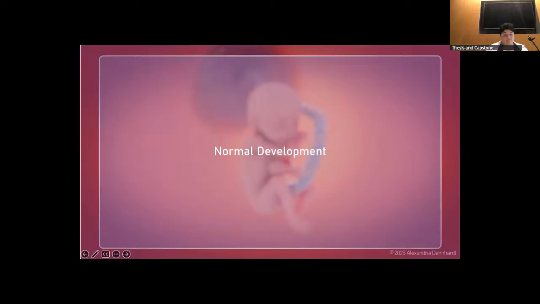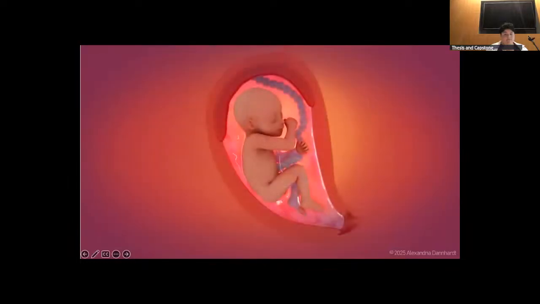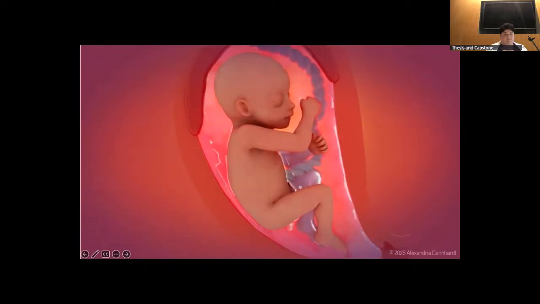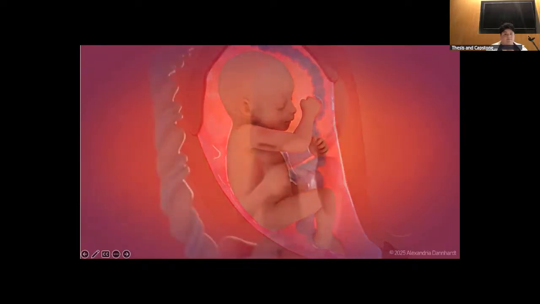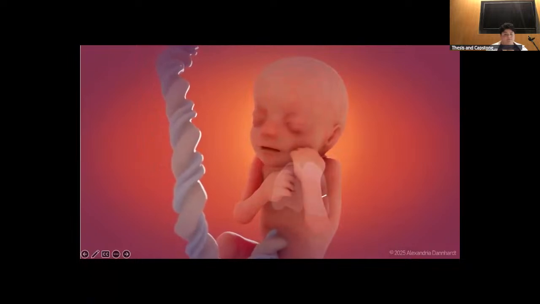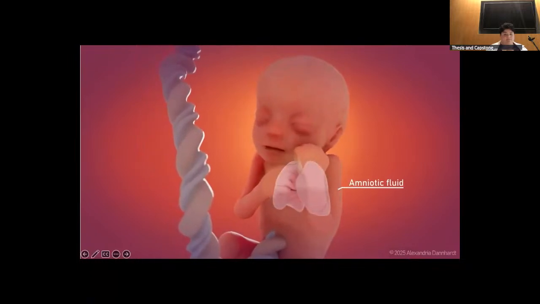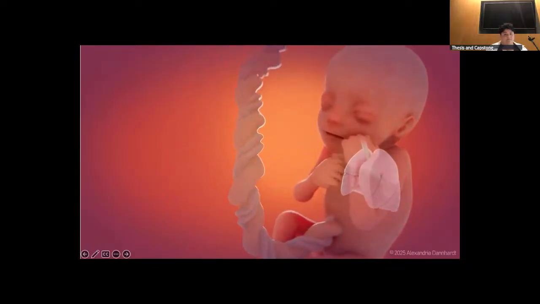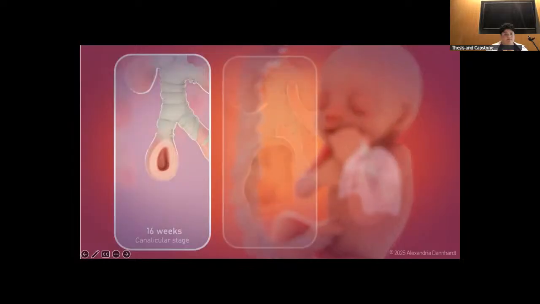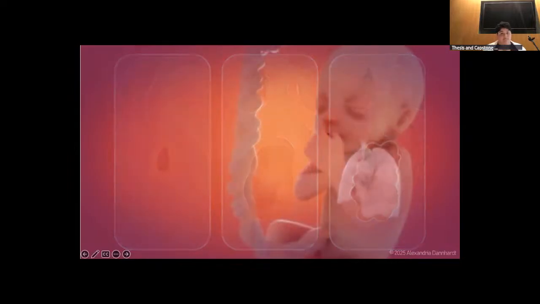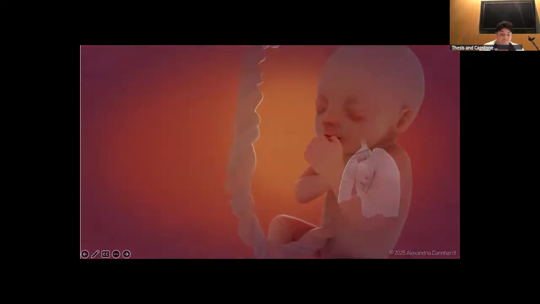Normal development. In the womb, the fetus is cushioned by amniotic fluid, which allows its chest to expand. At 20 weeks, it begins to practice breathing movements, inhaling amniotic fluid instead of air. Similar to filling a water balloon, the inhaled fluid stretches the lungs, promoting airway development and helping to thin the tissue so gas exchange can occur. An important step in lung development.